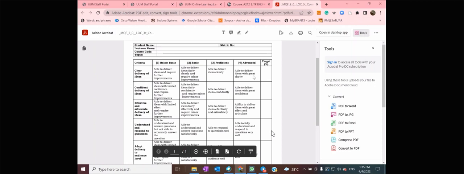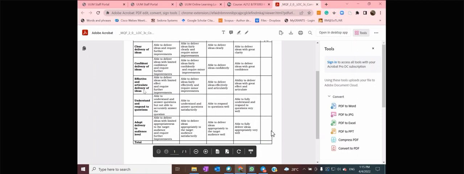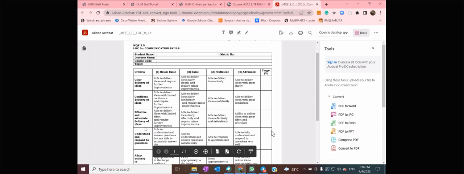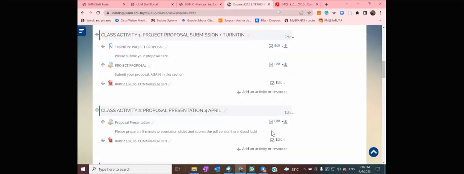If you are able to deliver ideas with great clarity, then you will have 4 marks here. Confident delivery of idea, able to deliver idea with great confidence, effective and articulate delivery of idea, understand and respond to question, and adapt delivery to audience level. So I'm going to use this rubric to mark your proposal, and I will use the same rubric for the proposal presentation here today.